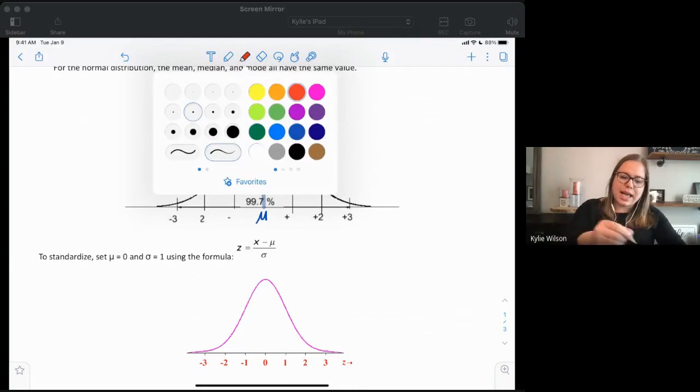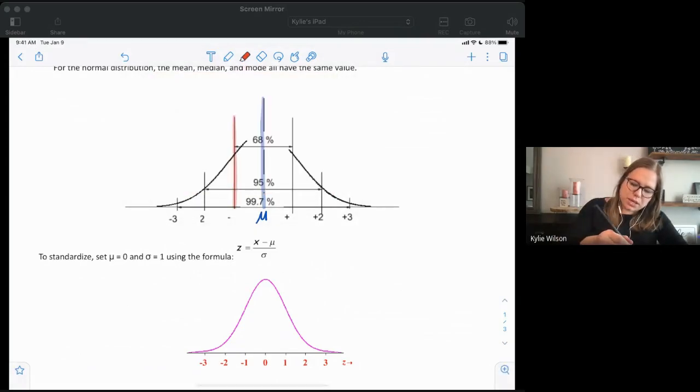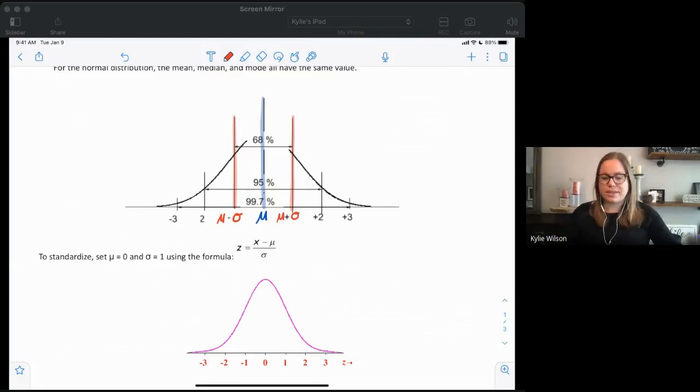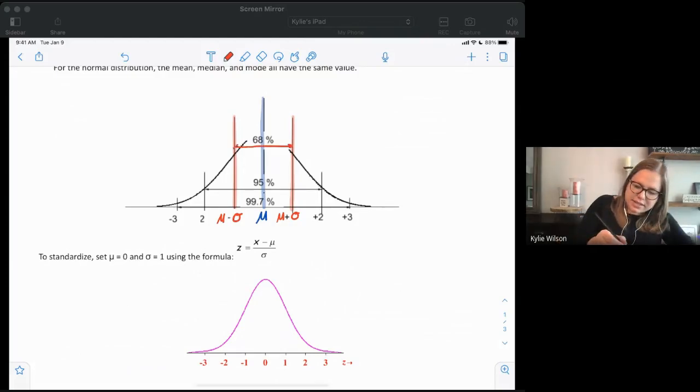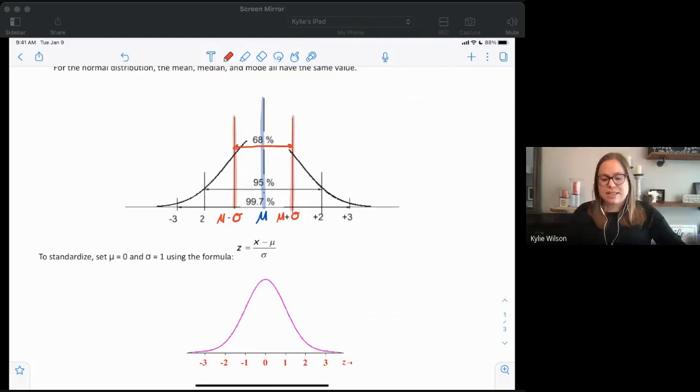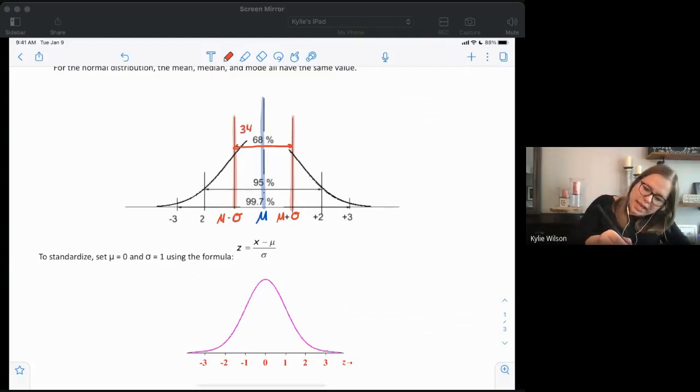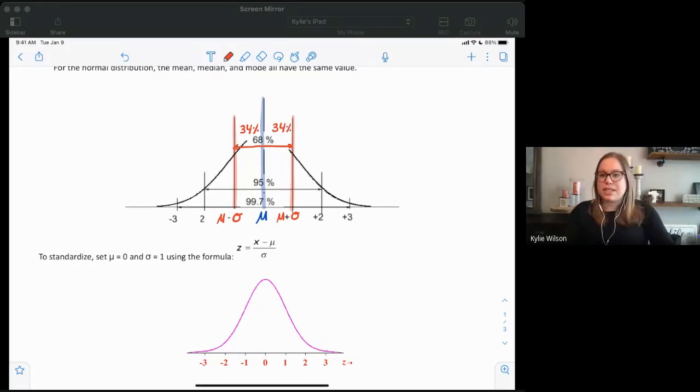Then what we'll do is we will mark our first interval. Now this interval here is plus or minus 1 standard deviation from the mean. So on the left-hand side, we have our mean minus 1 standard deviation. And on our right-hand side, we have our mean plus 1 standard deviation. Now within there, we have 68% of our data. Now because it's symmetric, we can split this up like that. And that's what yesterday's class was all about.